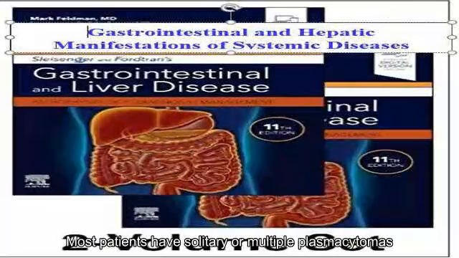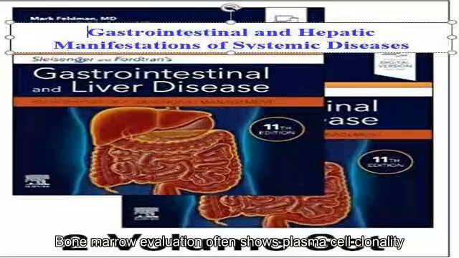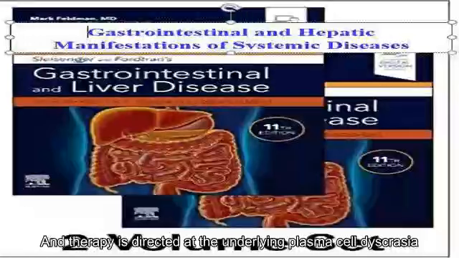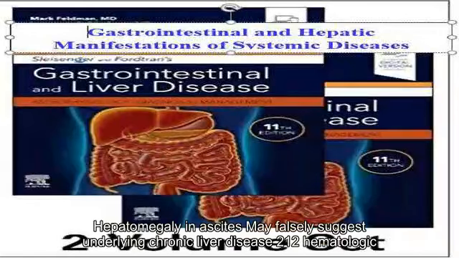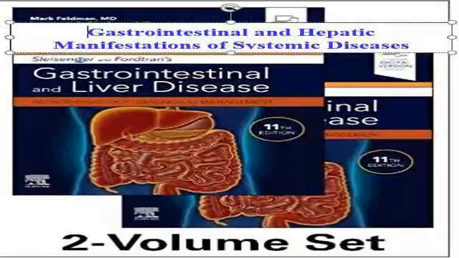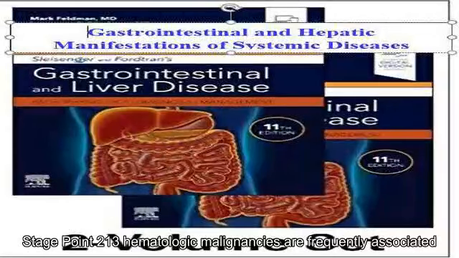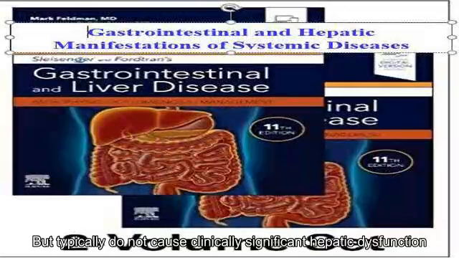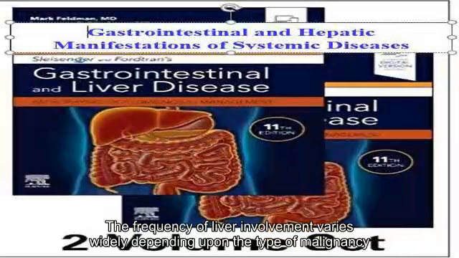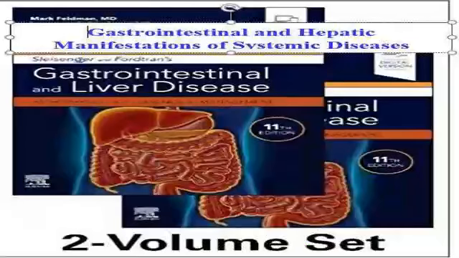Most patients have solitary or multiple plasmacytomas. Bone marrow evaluation often shows plasma cell clonality, and therapy is directed at the underlying plasma cell dyscrasia. Hepatomegaly and ascites may falsely suggest underlying chronic liver disease. Hematologic malignancies. The liver, as part of the reticuloendothelial system, is frequently involved in disseminated lymphoproliferative disease and usually signifies an advanced stage. Hematologic malignancies are frequently associated with elevated liver chemistry tests but typically do not cause clinically significant hepatic dysfunction. The frequency of liver involvement varies widely depending upon the type of malignancy.